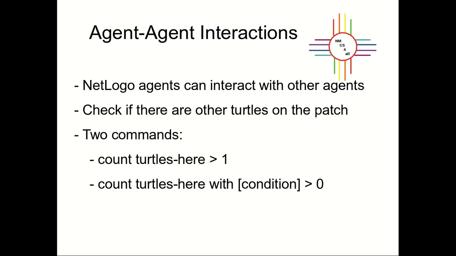NetLogo agents can interact with other agents. In order to interact, we need to check if there are other turtles on the same patch with the turtle we are considering. The two commands listed here can be used. The first checks for turtle presence on our patch, while the second is more specific and checks for turtles satisfying certain conditions. The conditions can be color, size, and basically anything describing a turtle.